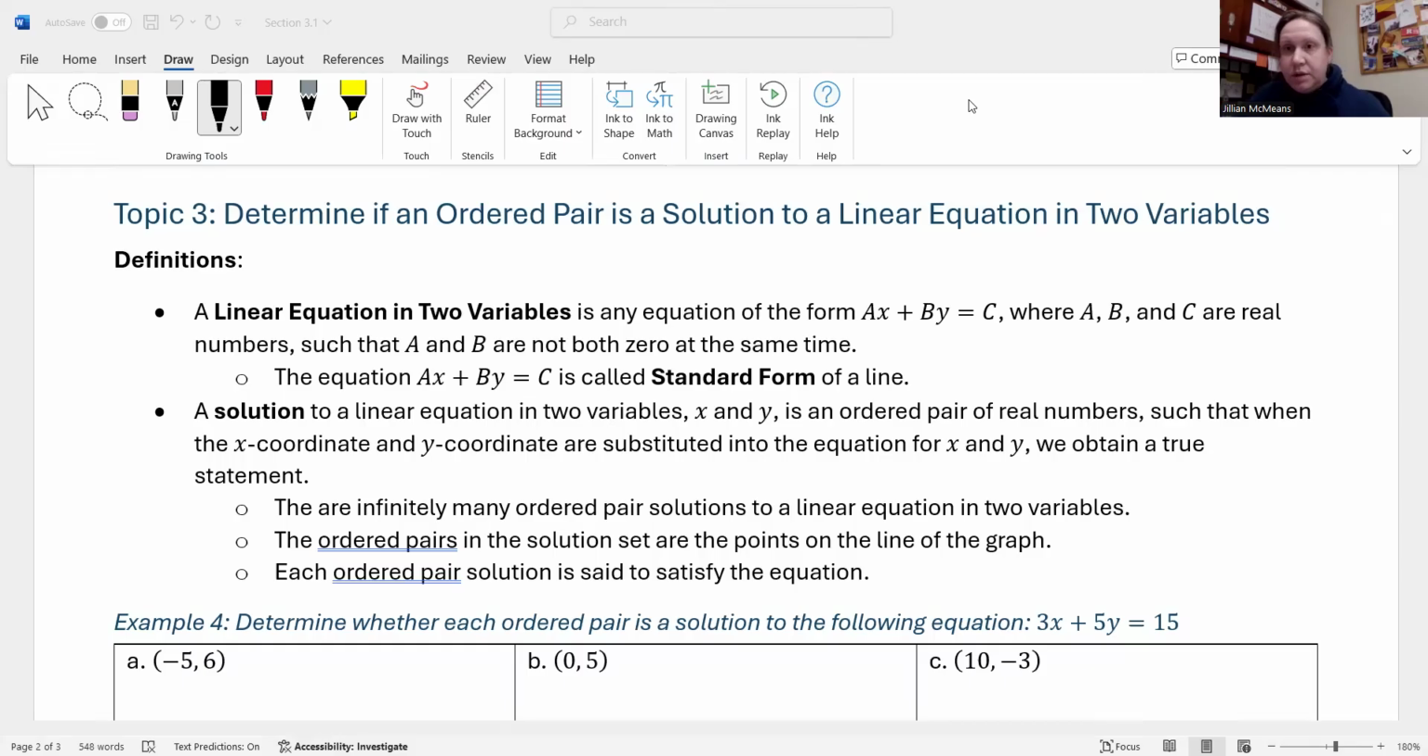In topic 3, we talk about determining if an ordered pair is a solution to a linear equation in two variables. Before we can even talk about the solutions, we kind of need to understand what a linear equation in two variables is going to look like. So let's look at some definitions.